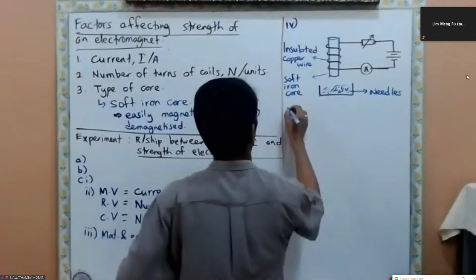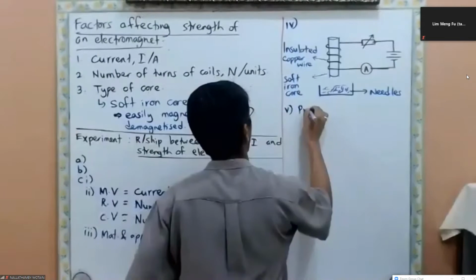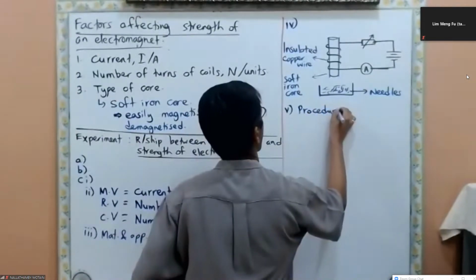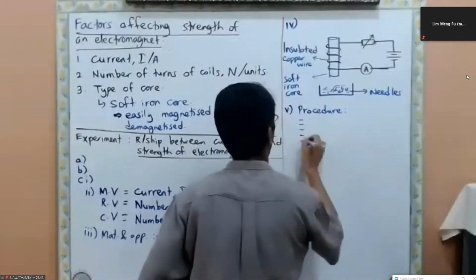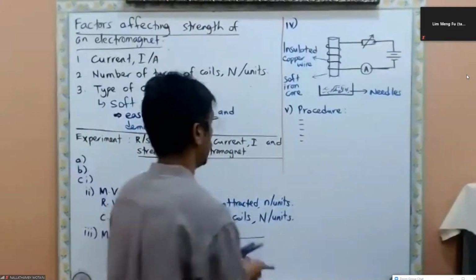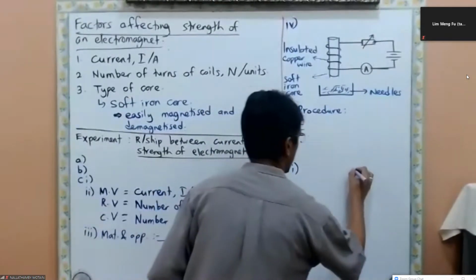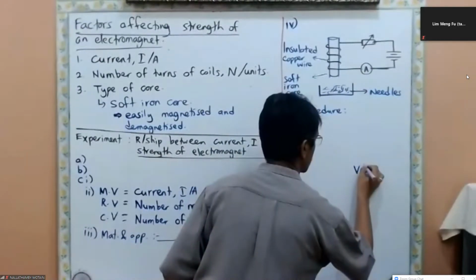Okay, so today we come to number 5, which is procedure. Leave about 6 to 7 lines. Then we go for number 6 and also number 7.